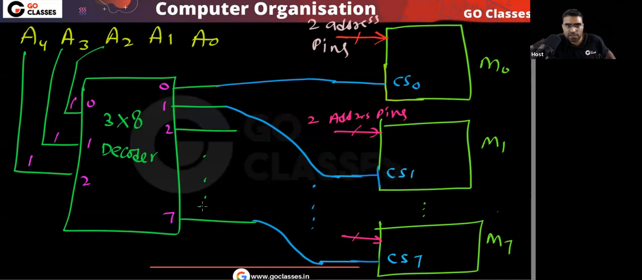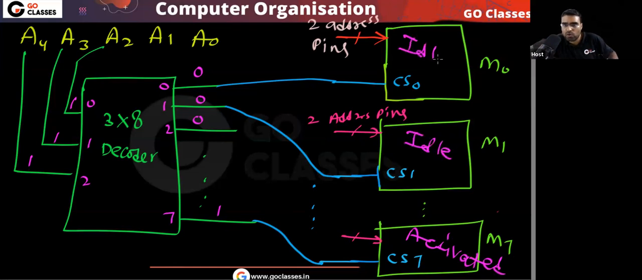Very simple. If I give you 1, 1, 1, this will be 1, all other will be 0. So here this will be activated. Okay, all other will be idle. All of them will be idle. That's it. This is your chapter.